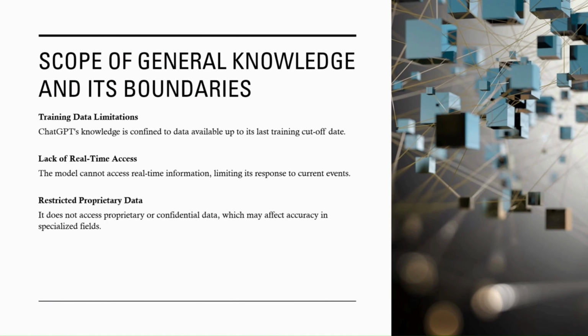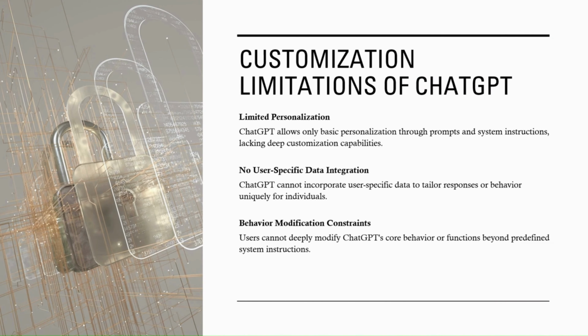Even though ChatGPT knows a lot, its information only goes up to the date it was last trained. It doesn't have access to live or private data, so it might not always be accurate when talking about current events or very specialized topics. ChatGPT allows only a little personalization by using prompts or basic system instructions. It can't use personal data or be deeply changed to fit specific needs or tasks.